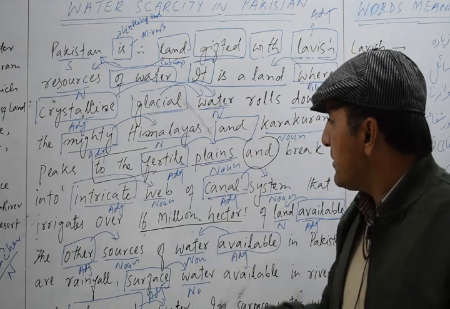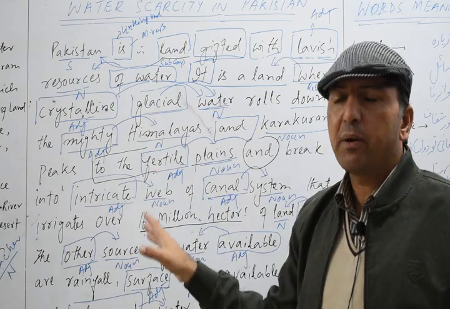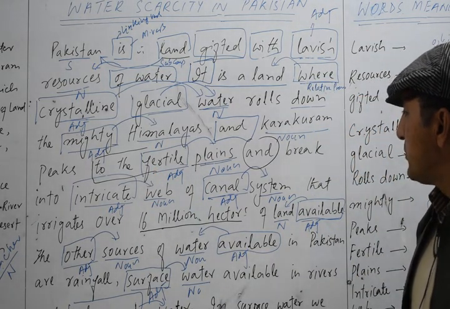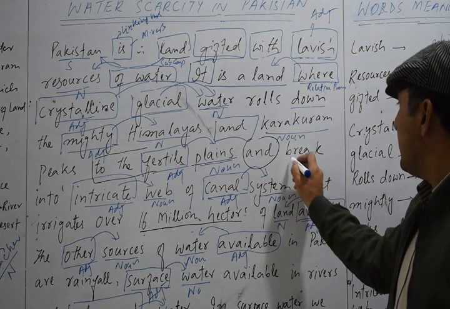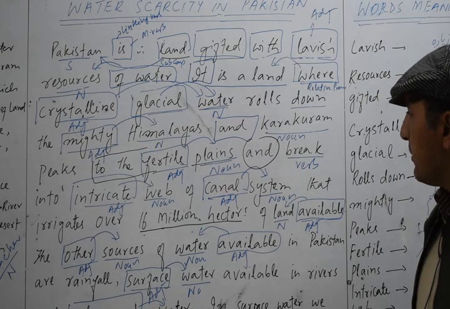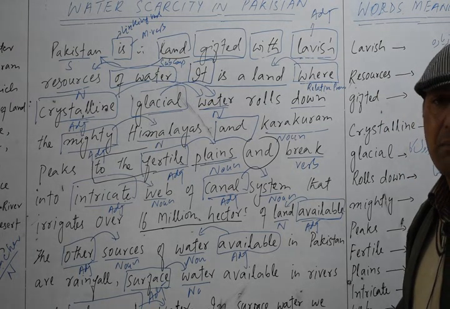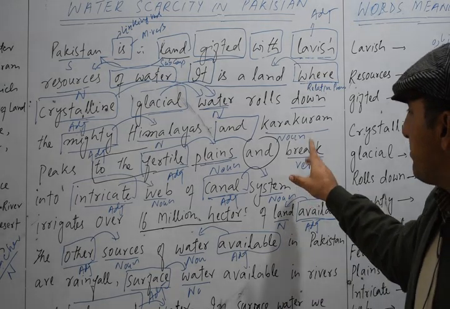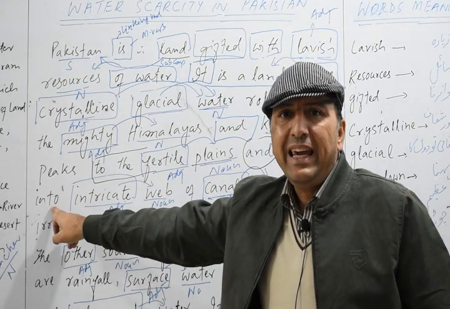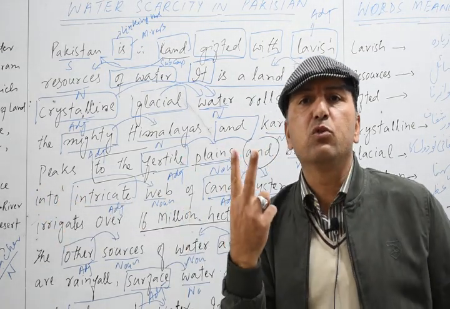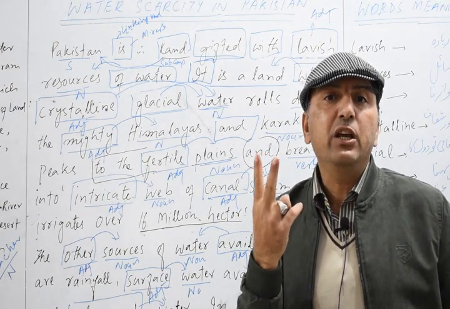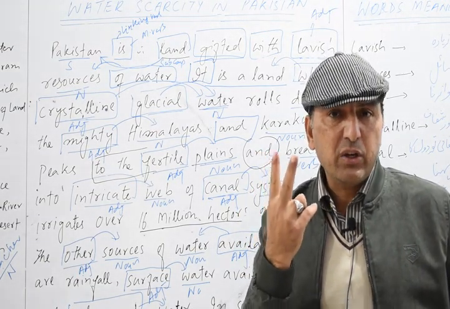So "to the fertile plains" combinedly becomes a prepositional phrase. Okay, and "break into" intricate. Now you see, break is a verb. As you know, it is a verb. Break into: we also call it... because into is a preposition. Into is a combination of two prepositions, in and to. So we call it a double preposition. Into is basically a preposition, but which type of preposition?